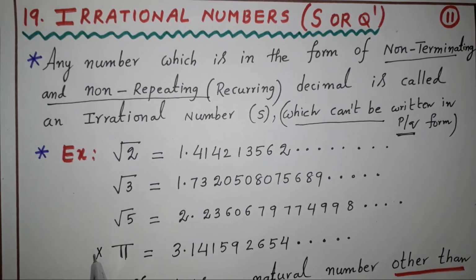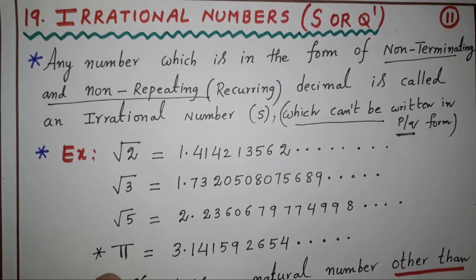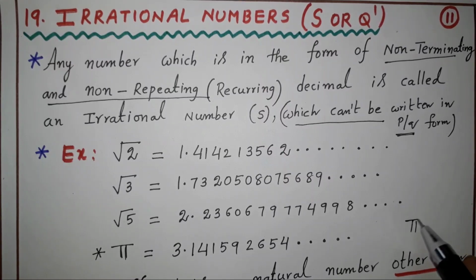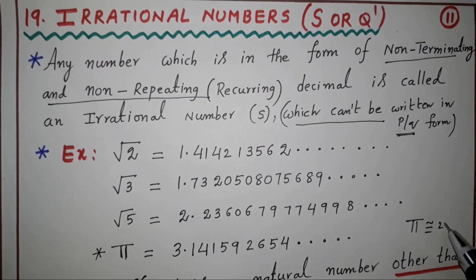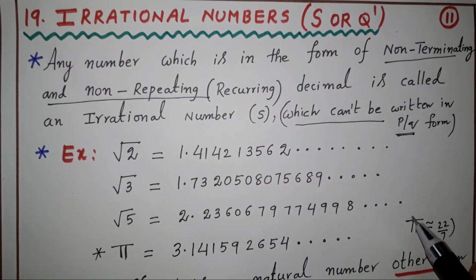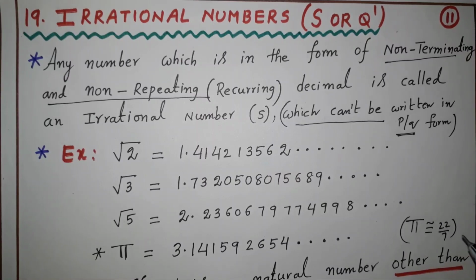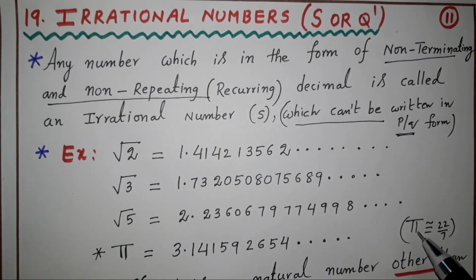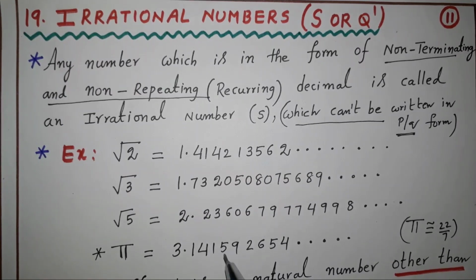And please observe here pi, children. Pi is also an irrational number because its decimal expansion is non-terminating and non-repeating. But we often take pi as approximately equal to 22 by 7 in some cases. 22 by 7 is not the exact value, it's an approximate value. 22 by 7 is a rational number, but pi is not rational. Pi is an irrational number.